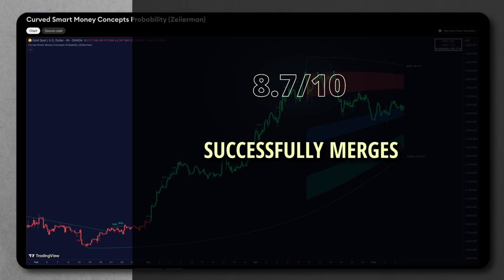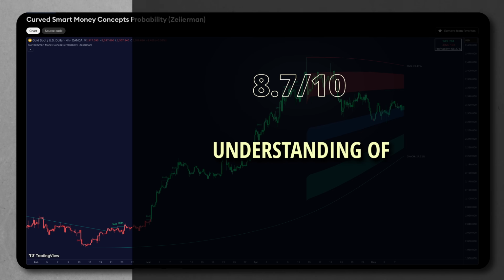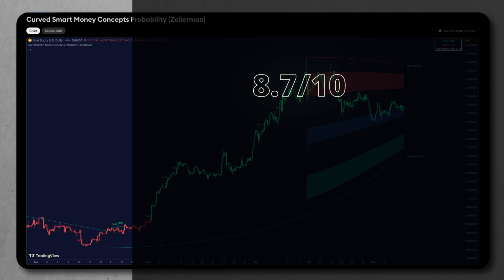The indicator successfully merges smart money concepts with probability analysis, offering traders statistical confidence in structure-based decisions. Its adaptive curved methodology represents an evolution beyond static SMC approaches, though the complexity requires significant understanding of institutional trading concepts. The probability metrics add valuable edge assessment capabilities for systematic traders.